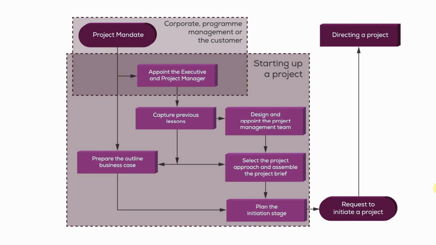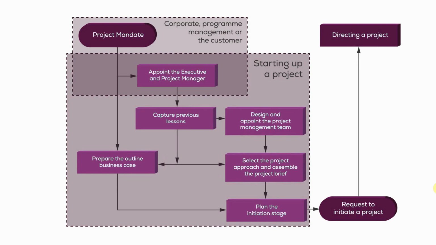Appoint the executive and project manager. So the executive is appointed by corporate, and the executive then appoints a project manager. The balance of the process then will be executed collectively by the executive and the project manager. We've got to then capture previous lessons, design and appoint the project management team. We'll prepare the outline business case alongside selecting the project approach and assembling the project brief, which we said is ultimately the key product, or the key management product, which comes out of this process.